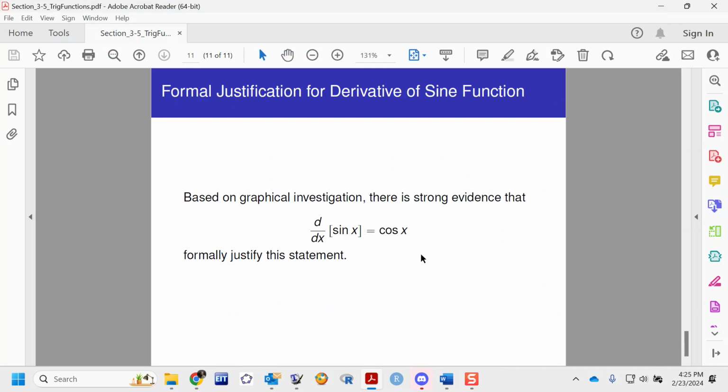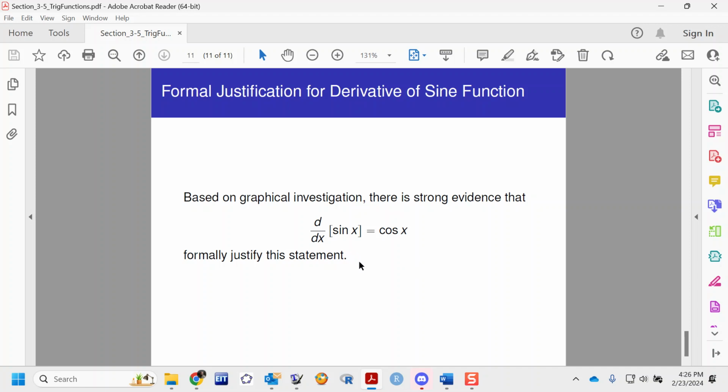All right, so to round us out here at the end, what I'd like to do is go back to the beginning. We decided just based on a graphical investigation that there was pretty strong evidence that the derivative of the sine is the cosine. What does it take to formally justify this statement? I think this is a nice place to end. It's pure theory, and it's, I think, kind of a cool argument.